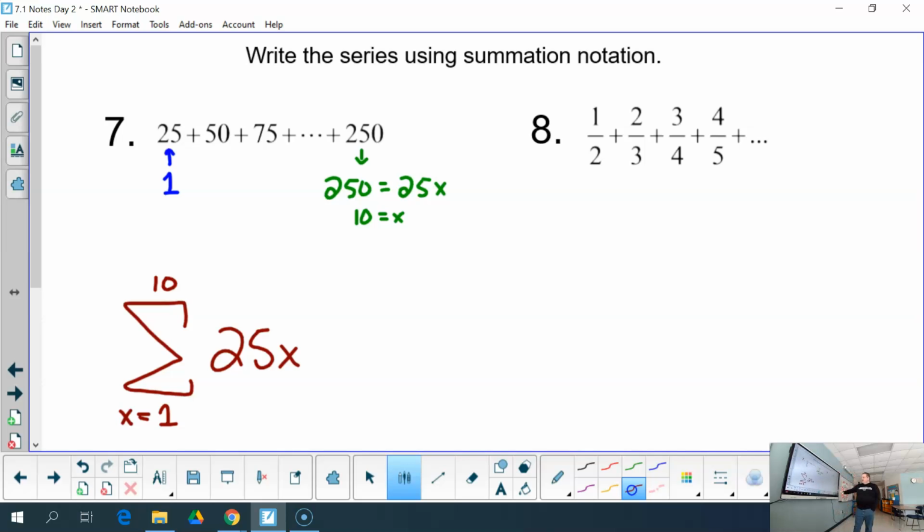I start by plugging 1 into my rule, 25x. 1 times 25 is 25. Then 2 times 25 is 50, the second term. 3 times 25 is 75, the third term. Fourth term would be 100. Fifth term would be 125. And so on and so forth until I get to my 10th term, and my 10th term is 250, and that's where I end.